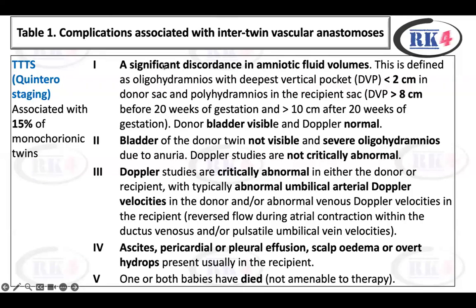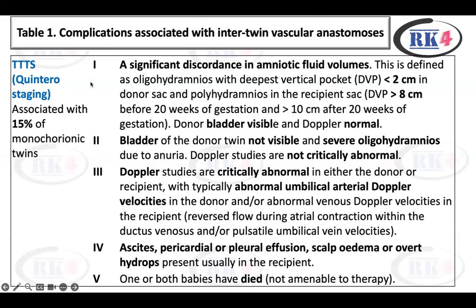Oligohydramnios is defined with the help of the deep vertical pocket. The deepest vertical pocket is less than 2 centimeters in one sac, or polyhydramnios in the other sac, more than 8 centimeters DVP before 20 weeks, or more than 10 centimeters DVP after 20 weeks. And whenever you are scanning, you need to look at the fetal bladder also.